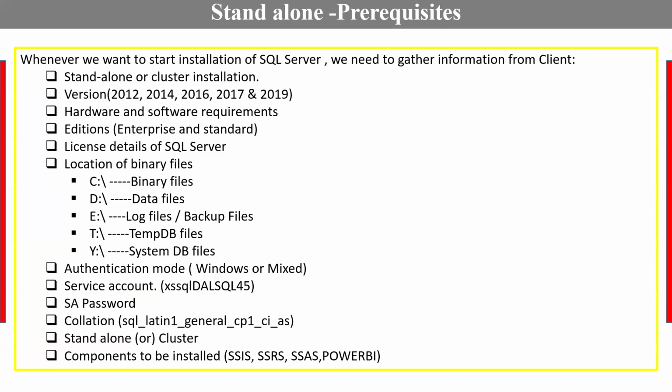So what type of installation are they requesting? The next thing is which version they want to install. You won't get a chance to install SQL Server 2012, 2014, or 2016, or only in rare cases. You may get a chance to install SQL Server 2017, 2019, 2022, 2025. Which version and which edition we want to install is also very important: either Standard Edition or Enterprise Edition.